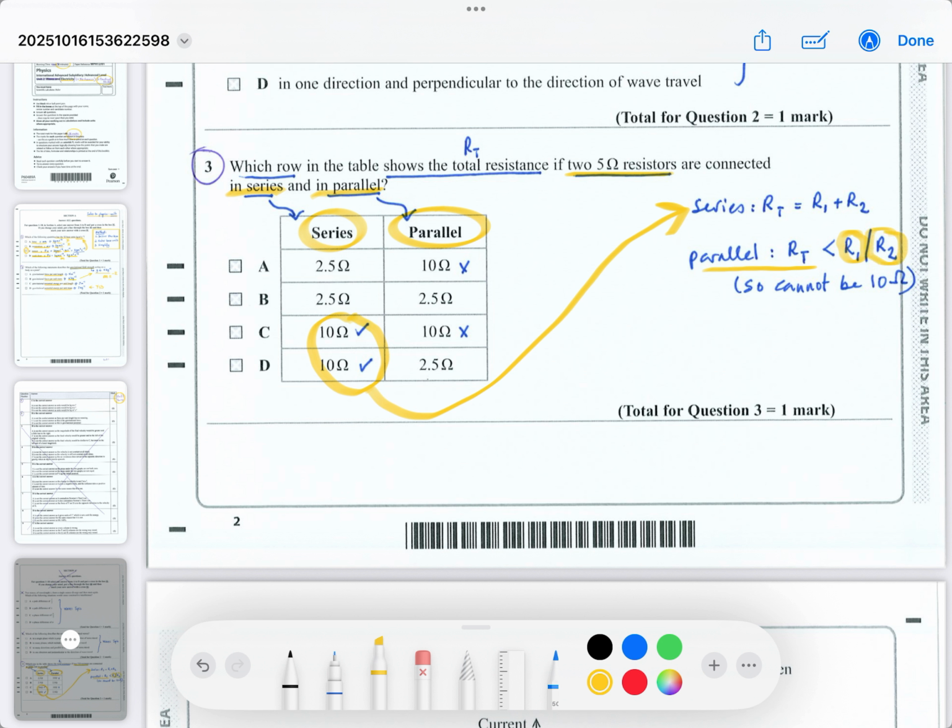So listen to my audio rather than looking at what I've typed on its own, because you might think that's R1 divided by R2. Here, what I'm saying is, in parallel, the total resistance will be less than R1 and less than R2. So it cannot be 10 ohms, and you don't even need to calculate it. We just know it has to be 2.5 because it cannot be 10 ohms. So the answer is therefore D.